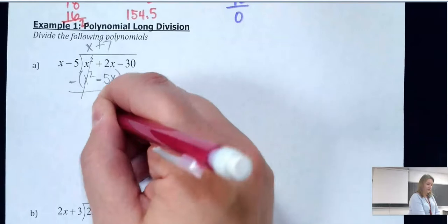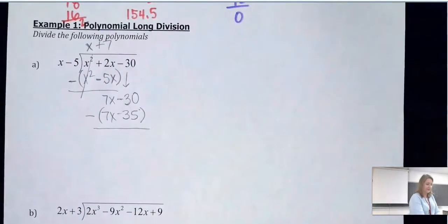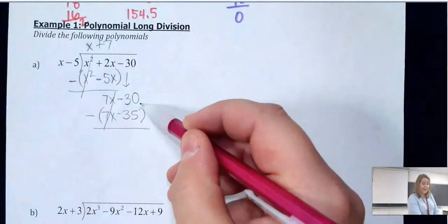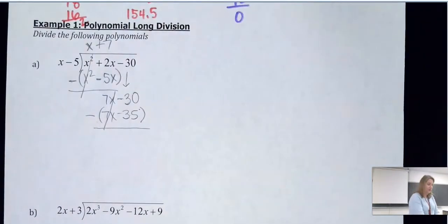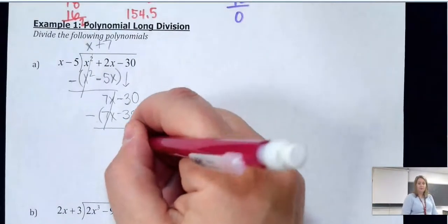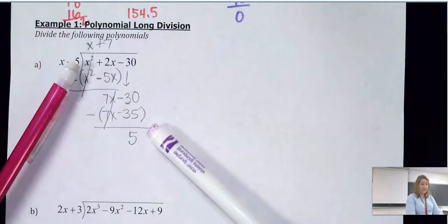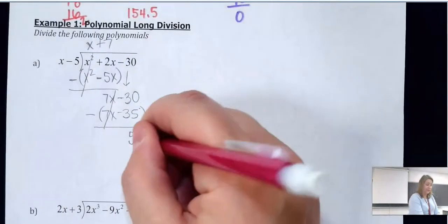And then again, you're subtracting both of these terms. These should cancel, 7x minus 7x. Now this is -30 minus a -35. So it's really -30 plus 35. So this will be 5. Okay, now from here, x does not divide into 5. So that is going to be my remainder.